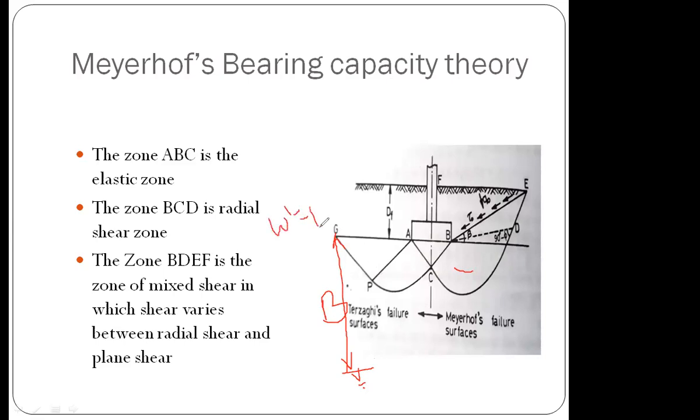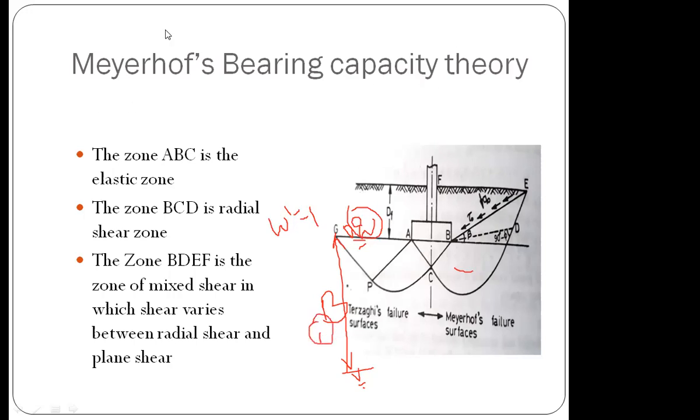In the second case, case 2, if the water table exists here, in this case it will be 0.5. So this is about Meyerhof's equation.